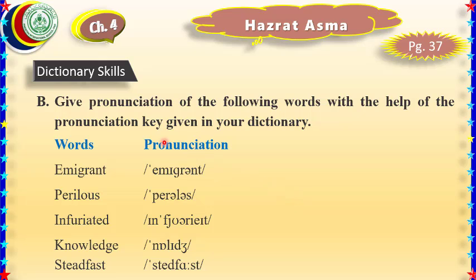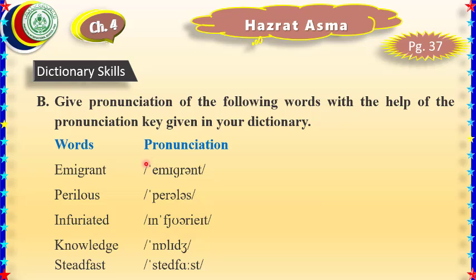Dear students, in this exercise, we are set to give the pronunciation of the following words with the help of the pronunciation key given in your dictionary. Emigrant. You can find the pronunciation of emigrant in your dictionary. Here, special letters are given to show the pronunciation of this word. This E and M, I, G, R. After this, there is a different letter that shows the specific sound of the word. And this whole becomes emigrant.